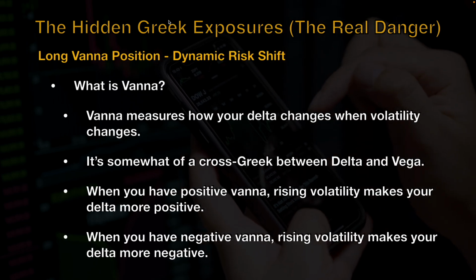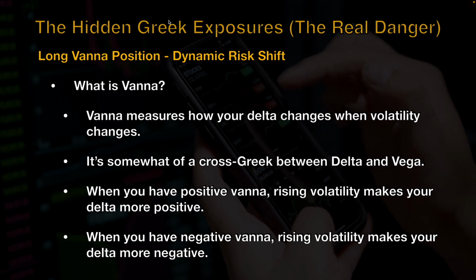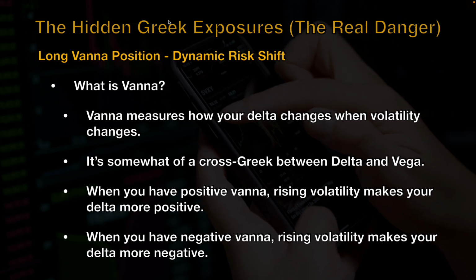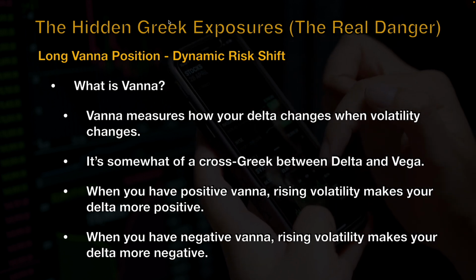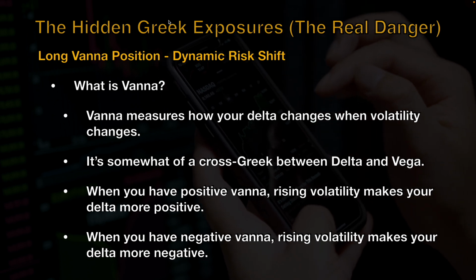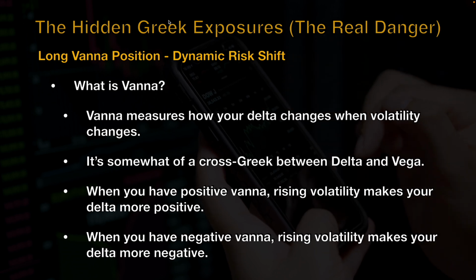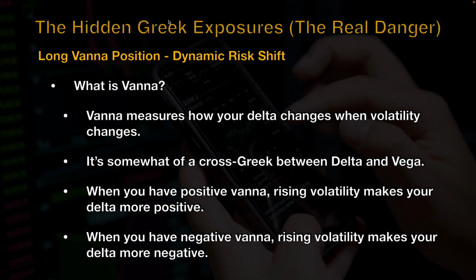Now let's talk about long VANA, dynamic risk shift. First, what is VANA? VANA measures how your delta changes when volatility changes. And it's somewhat of a cross Greek between delta and vega. When you have a positive VANA, rising volatility makes your delta more positive. And when you have a negative VANA, rising volatility makes your delta more negative.